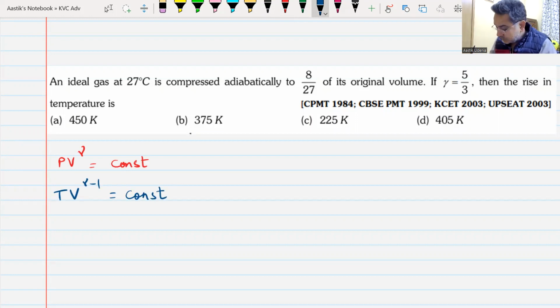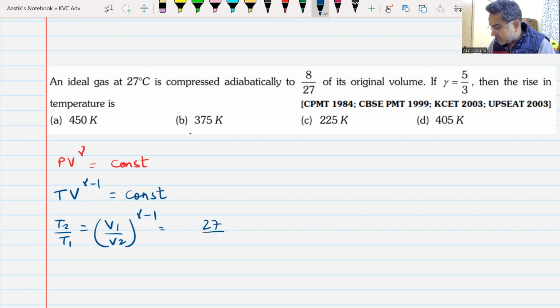Yes, sir. So I can write T2 by T1 is equal to V1 by V2 raised to the power of gamma minus 1. Yes, sir. V1 by V2 becomes 27 by 8. Yes or no? Yes, sir. Gamma minus 1 is 5 by 3 minus 1. It is 2 by 3. So this becomes 3 by 2 whole square, 9 by 4, I think, something like that.